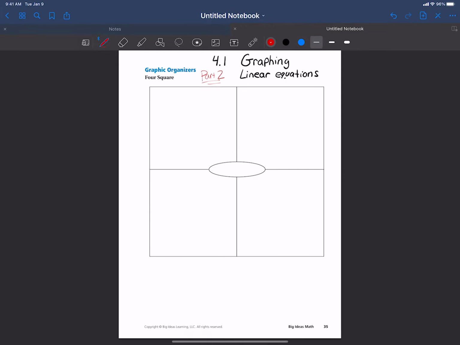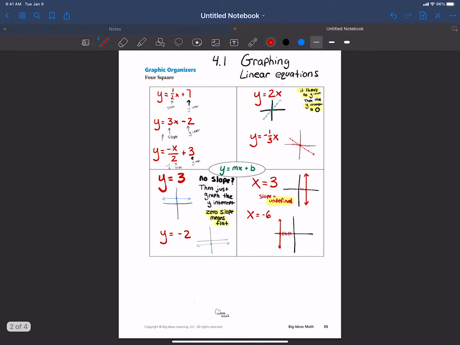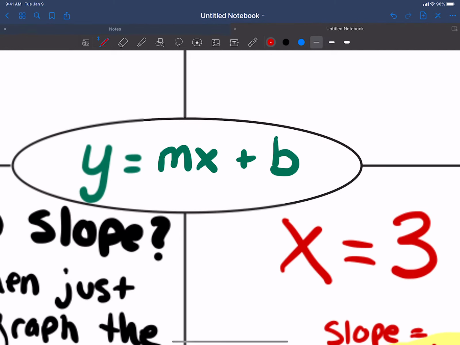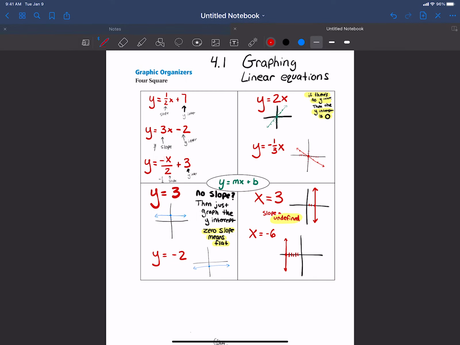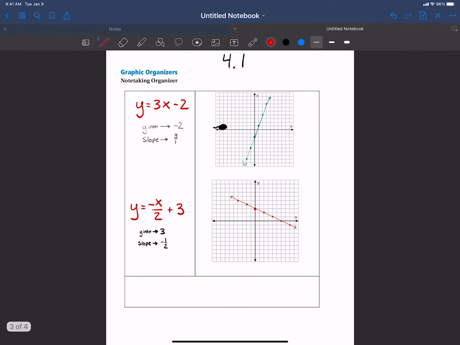This is what we'll be doing in class. We did 4.1 yesterday, and let's do a quick review of that. So we graphed linear equations that were in the form y equals mx plus b. So these are your notes from yesterday. You had graphic organizer number 2, graphic organizer number 6.